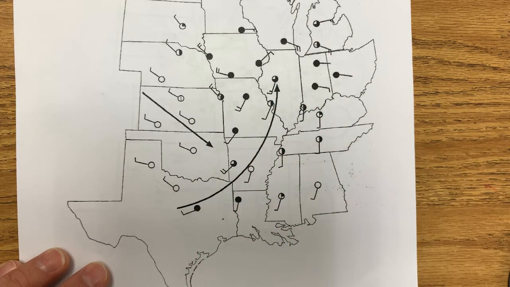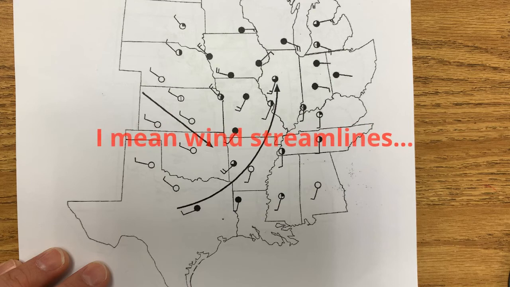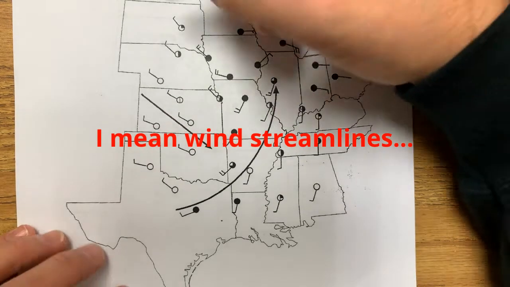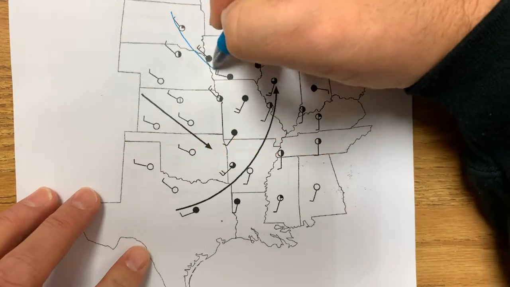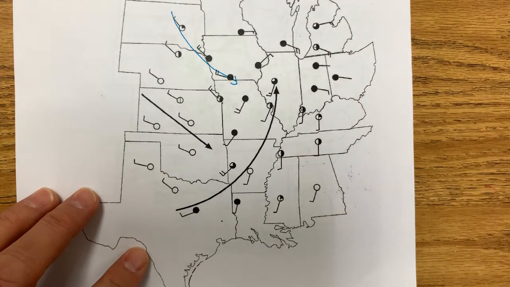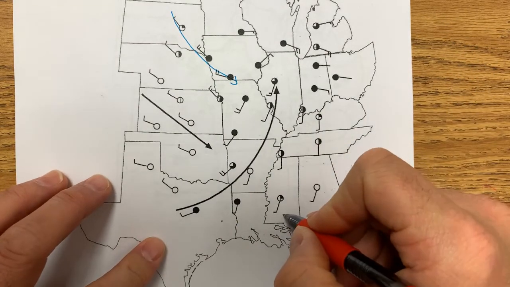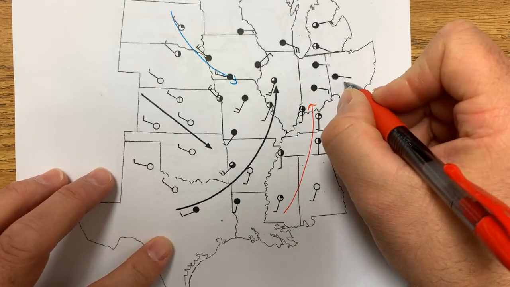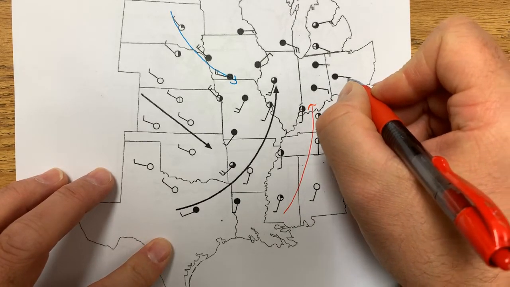I've asked you to add in 5 more wind barbs, okay? So you might draw in a wind barb that comes in like this. You can see the air flows this way. And then you might draw in another wind barb that comes up this way, or a wind streamline, excuse me. And then you can kind of see how the wind barbs are flowing.